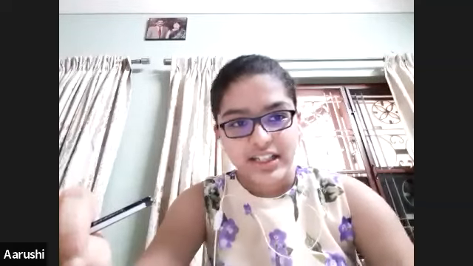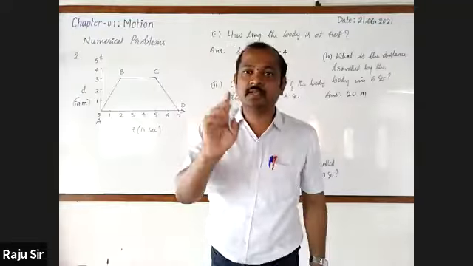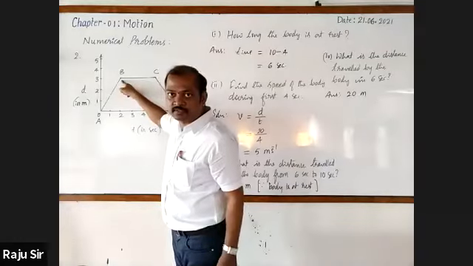Students say uniform deceleration, uniform velocity, negative velocity. Wait. The D-T graph gives velocity. It is constant velocity.